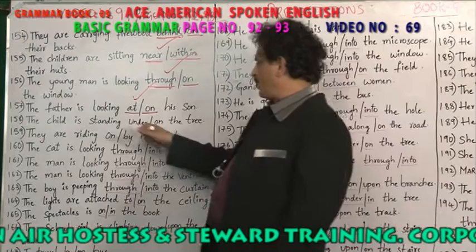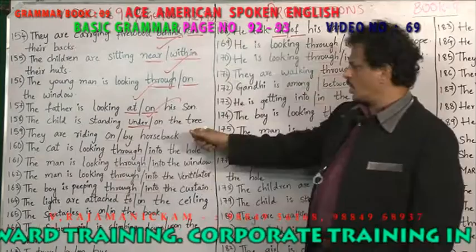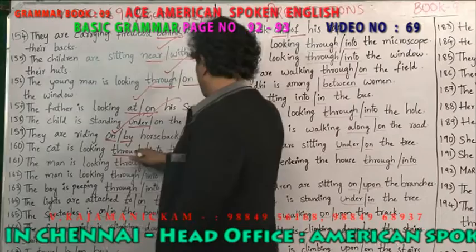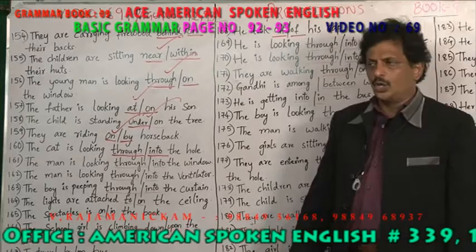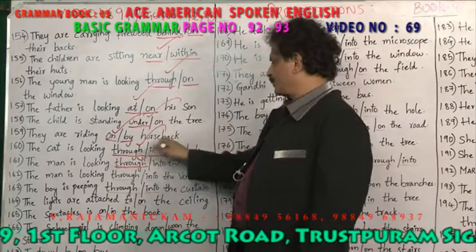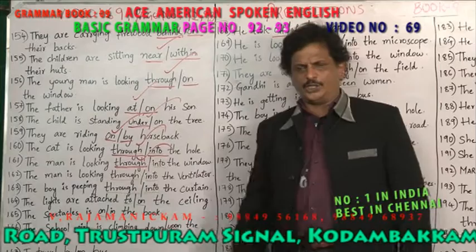They are riding on horseback or by horseback. On horseback is correct. The cat is looking through the hole or into the hole. Through the hole is the correct answer. The man is looking through the window or into the window. Through the window. The man is looking through the ventilator or into the ventilator. Through the ventilator is the correct answer.